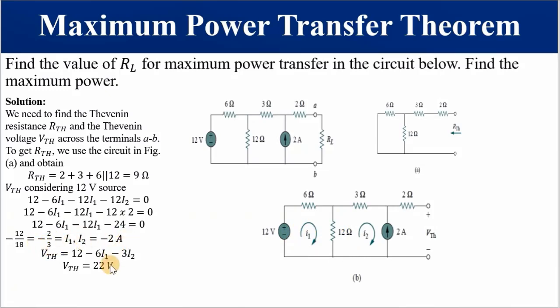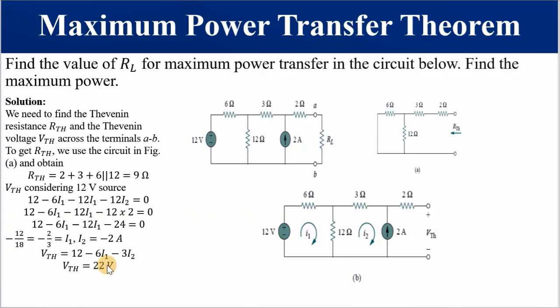And we now want to find V-Thevenin. We can make use of Kirchhoff's voltage law, and this is how you are going to proceed. 12 minus 6I1 minus 3I2, this is a 0 so there's no reason for including it, is equal to V-Thevenin. In other words, 12 minus the voltage drop across this minus the voltage drop across this is equal to V-Thevenin. So our V-Thevenin is equal to 22 volts after substituting for I1 and I2. If we substitute, we get a positive value of 22 volts. So we now have R-Thevenin and V-Thevenin.